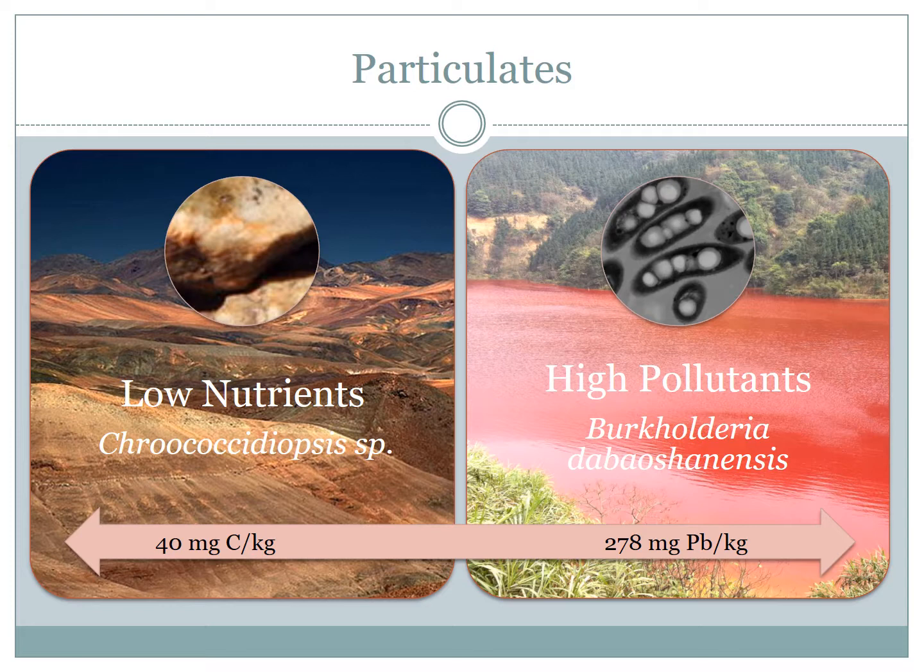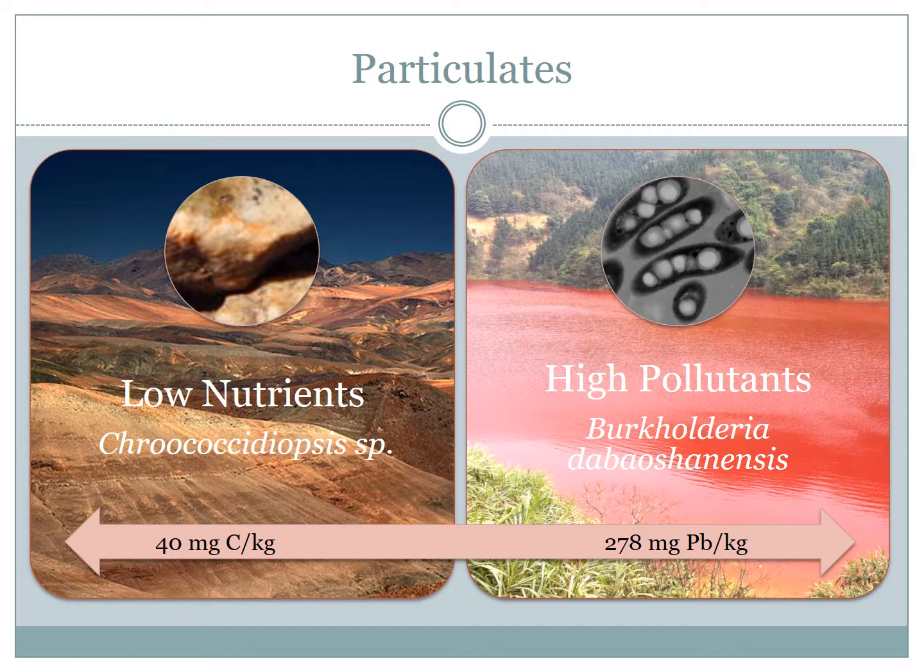So going back to the Atacama Desert in Chile with the hypolithic cyanobacteria, Chroococcidiopsis. There's an extremely low level of carbon there with 40 milligrams per kilogram of soil.